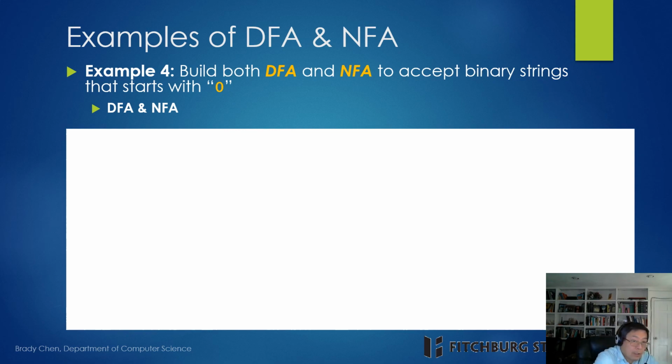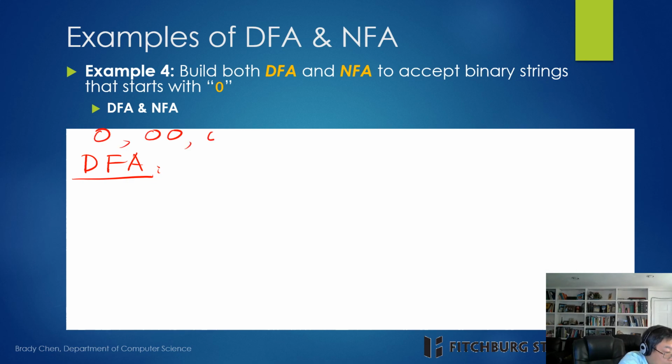Okay, let's take a look at another example. Build both DFA and NFA to accept the binary strings that start with 0. Okay, let's first look at DFA. So we want to build a DFA to accept a binary string that starts with 0. So every string like 0, 0 0, 0 1, 0 0 0, 0 0 0 1, these are all the strings that the machine can accept, right? Because they all start with 0.